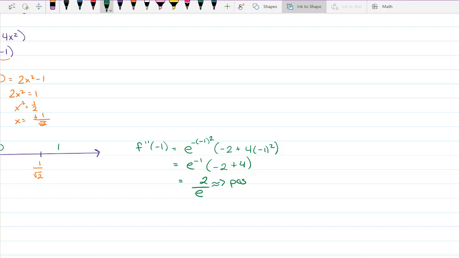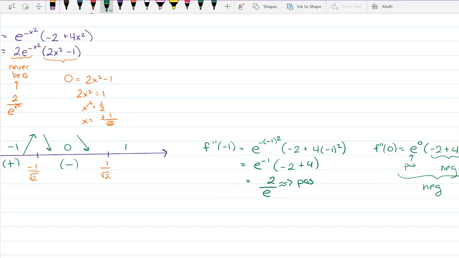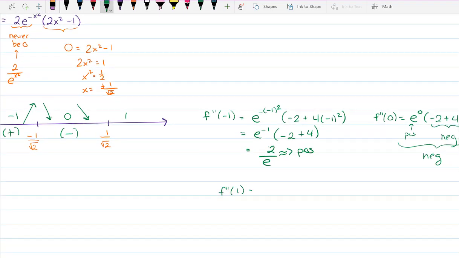Then what we need to do is do the same thing for 0. F double prime of 0 is going to be e to the 0 times negative 2 plus 4 times 0. This is positive. This is going to be negative. So the whole thing comes out negative. So this is going to be going down. And we've got to do the same thing for 1. So f double prime of 1 is going to be equal to e to the negative 1 squared times negative 2 plus 4 times 1 squared. This is positive. This is positive. So the whole thing comes out positive. So we can see that right here, at negative 1 divided by radical 2, you have an inflection point, as well as 1 divided by radical 2.